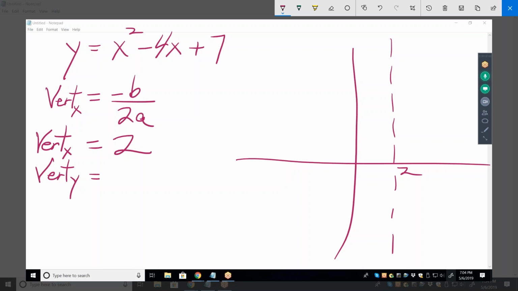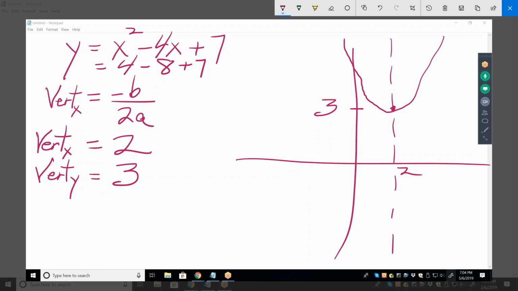How do I figure out the y coordinate? You plug it back in. Okay, what do you get? You get 4 minus 8 plus 7. Which is plus 3, I believe. Now we know exactly where the vertex is. It's right there. It's at (2, 3). Does this thing open up or does it open down? Up. Okay, so it's going to look something like this.